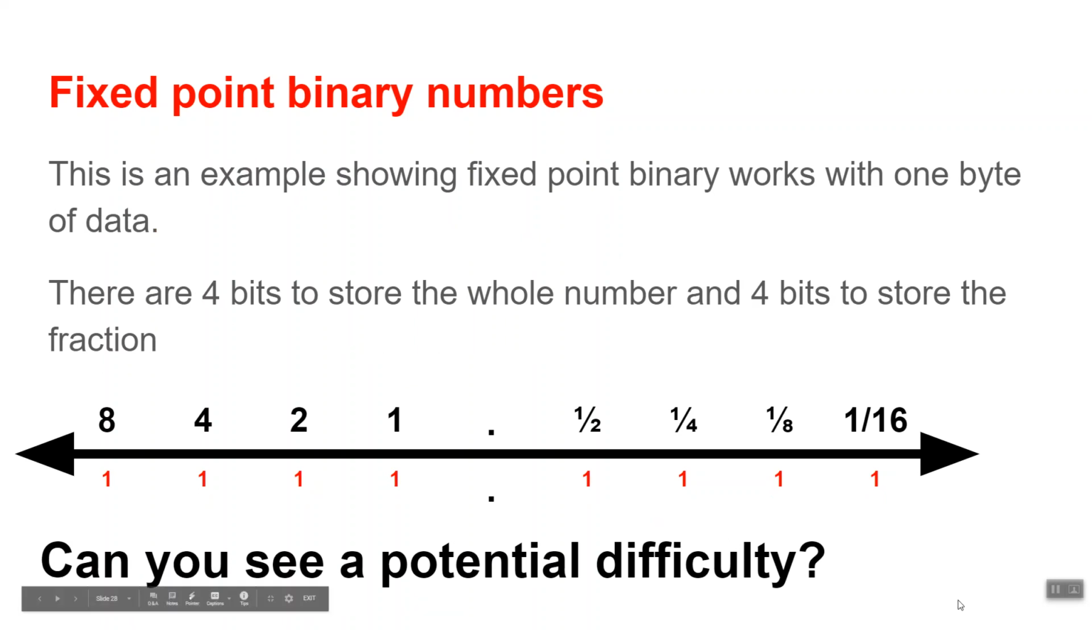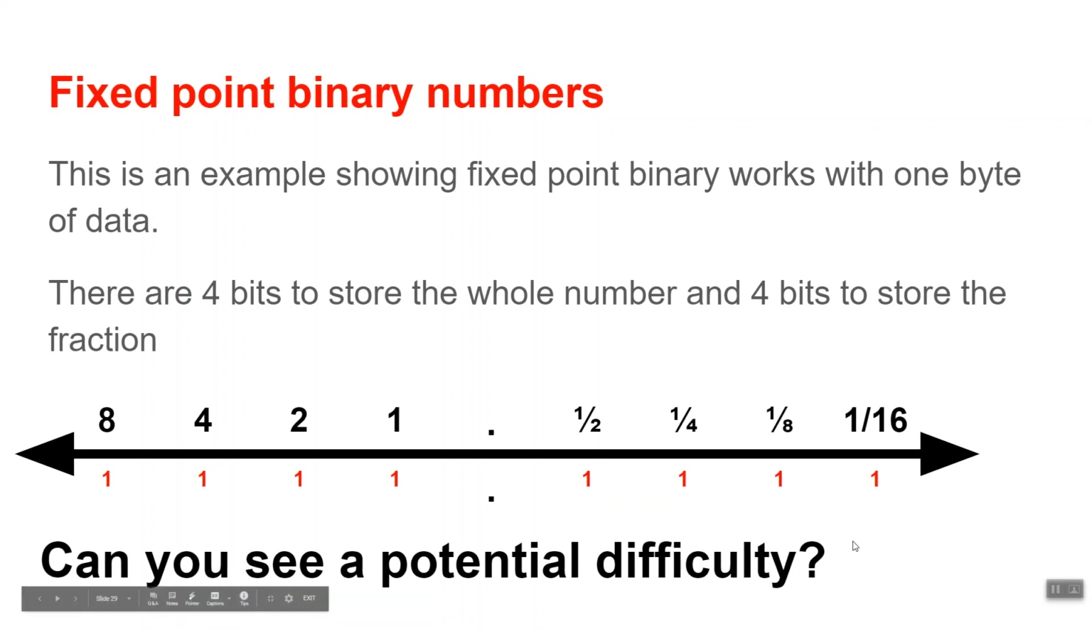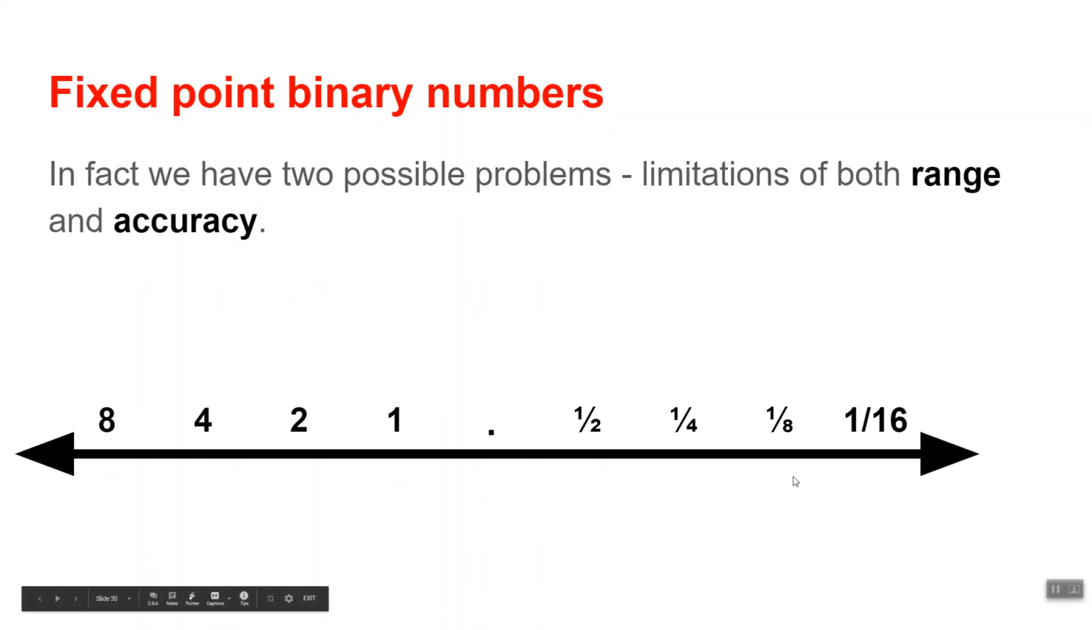So again, a question that we've asked a few times in this topic: can you see potentially a difficulty or a problem with this method? And I suspect, probably bearing in mind what we looked at with sign and magnitude. Okay, so the difficulty is really very similar to the problem that we saw with sign and magnitude. In fact, we've got two possible problems. We've got limitations of both the range of binary numbers that we can store as fractions and the accuracy of the binary numbers that we can store as fractions.